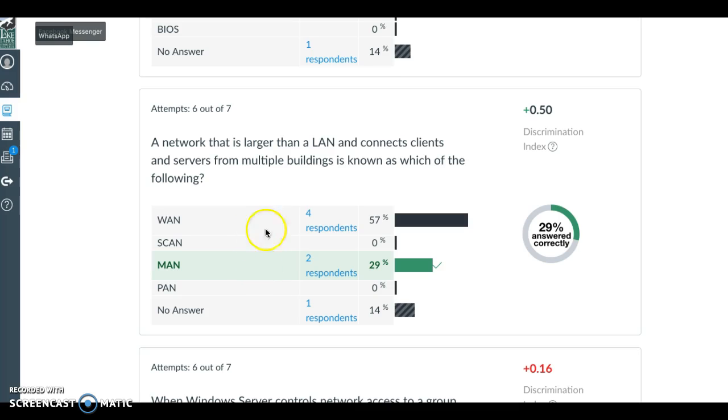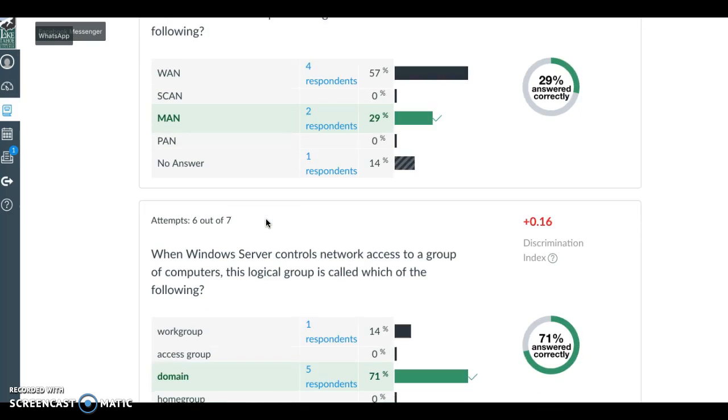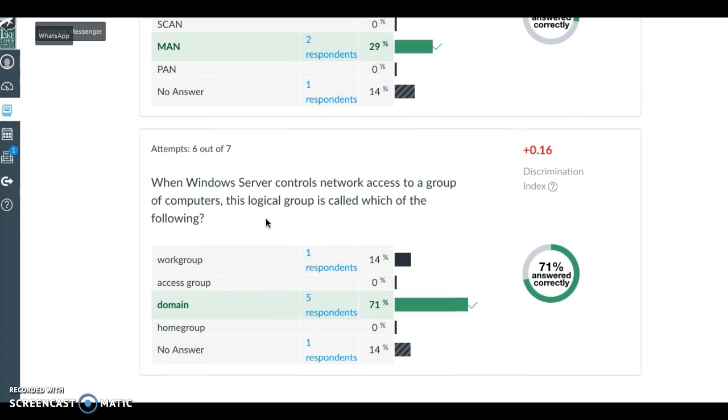And if you really looked at these, WAN would not have been the option. In fact, the internet is the largest WAN possible. And then number 6: when Windows servers control the network access to a group of computers, this is a logical group which is called which of the following? And the answer should have been domain. And most of you got that one right.